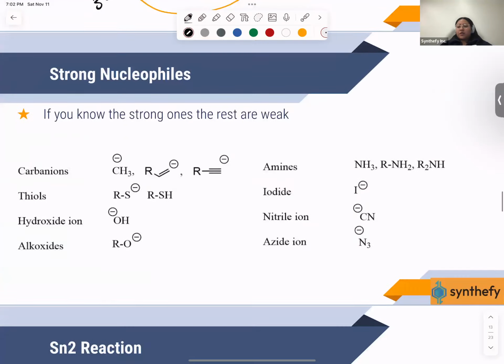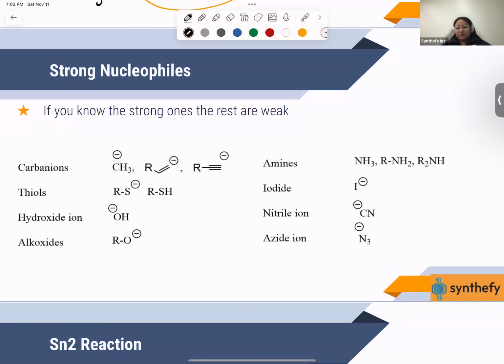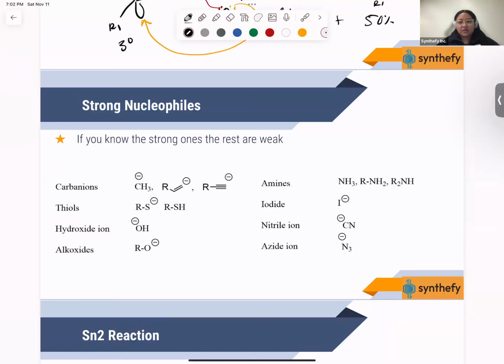This is a list of some strong nucleophiles. You only really need to know the strong ones, because if you have a list of, okay, these are all the strong nucleophiles, you know that the rest are weak. You don't have to memorize both. If you memorize just one, you automatically know the ones that are weak. So you don't have to stress about memorizing the weak ones as well. Just memorize one, and know it really well.